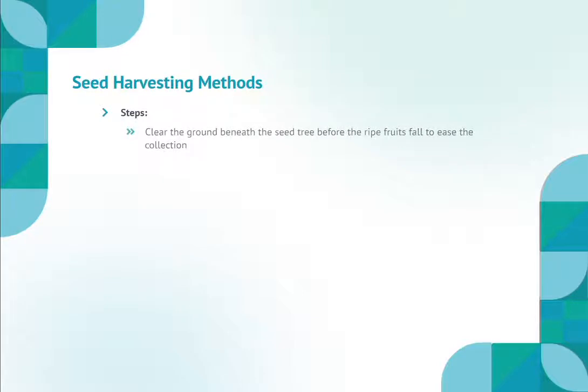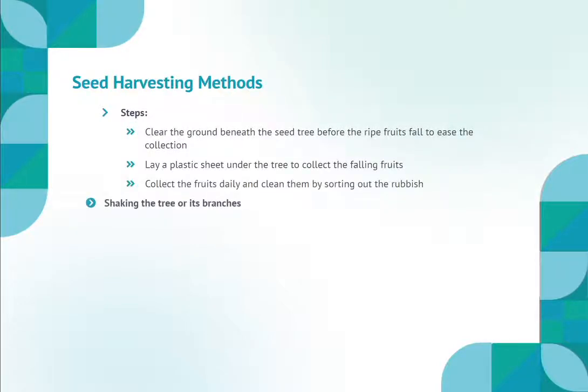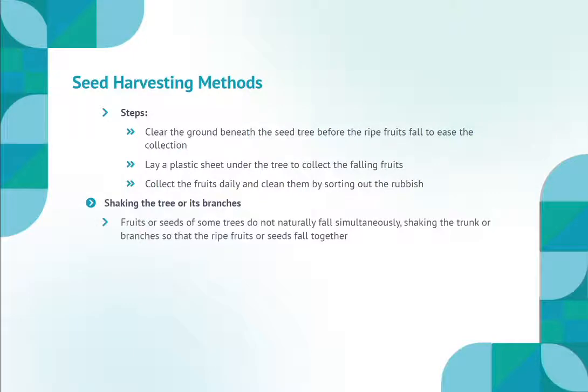Steps. Clear the ground beneath the seed tree before the ripe fruits fall to ease the collection. Lay a plastic sheet under the tree to collect the falling fruits. Collect the fruits daily and clean them by sorting out the rubbish.